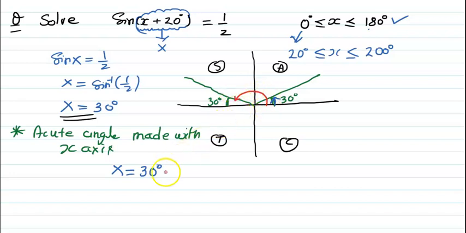So this should be 180 minus 30. 180 minus 30 is 150 degrees. So that's my second angle. Still we need to go until 200, so let's take one more round. See my black ink.